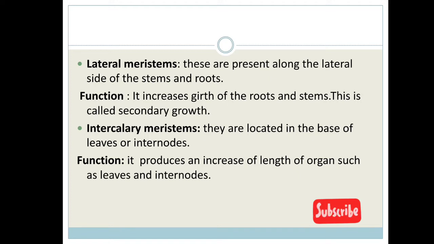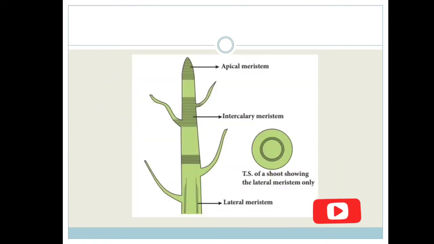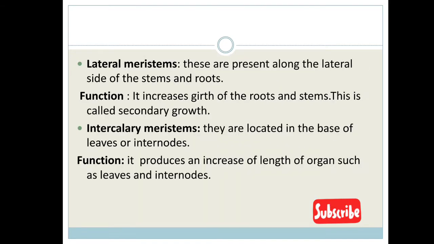So they are located at the base of the leaves or internodes. So you can see here in the picture, and here the main function is that it produces an increase in the length of the organ. So the organ is what? That is the leaves and the internodes.